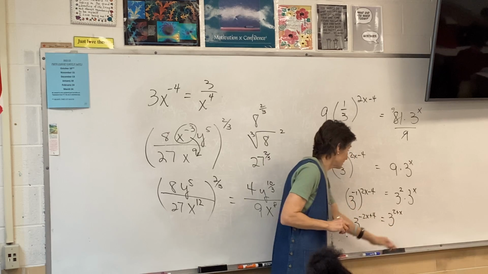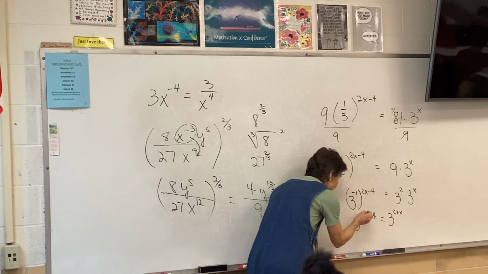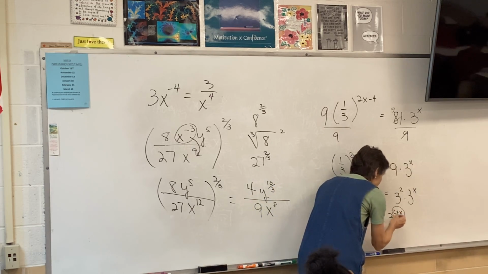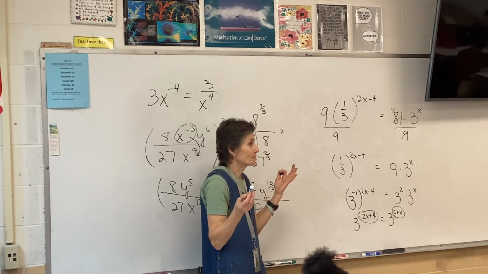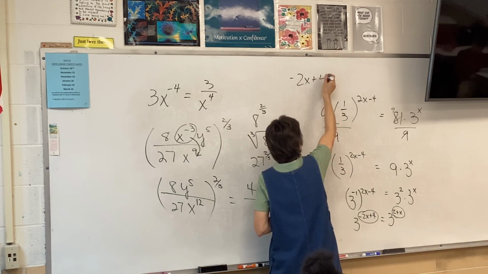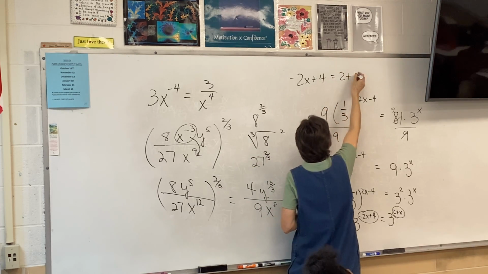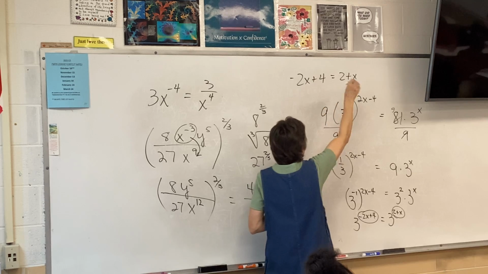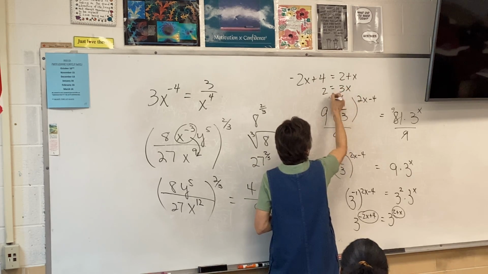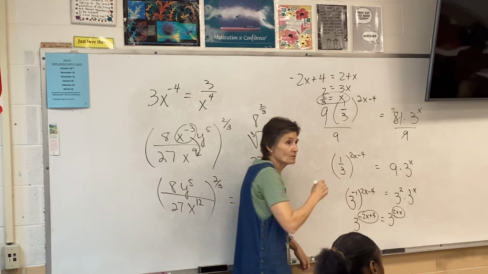Now they are. And as soon as I do that, as soon as I have 3 to this power equals 3 to this power, what happens? The exponents are equal. So negative 2x plus 4 equals 2 plus x. So it looks like 3x equals 2. Did you get 2/3? Check my arithmetic. Did you get 2/3?